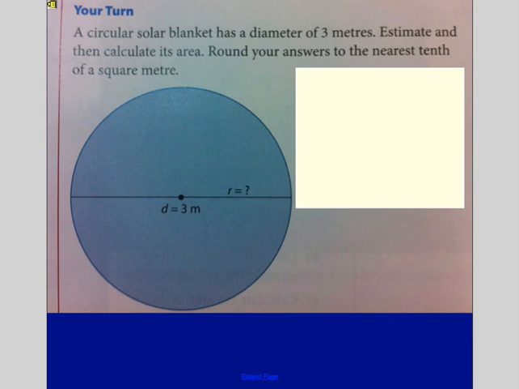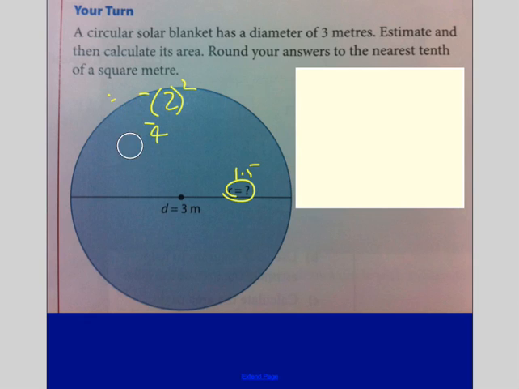So here's a circular solar blanket that has a diameter of 3 meters. Estimate and then calculate the area. Round the answer to the nearest tenth of a square meter. Well, if the diameter is 3 meters, the radius is 1.5. So we're going to use the radius of 1.5. Now, estimating 1.5 squared is tough, unless you know that 1.5 squared is 2.25. If you don't, what I would do is go one bigger than 1.5, pi times 2 squared, which is pi times 4.